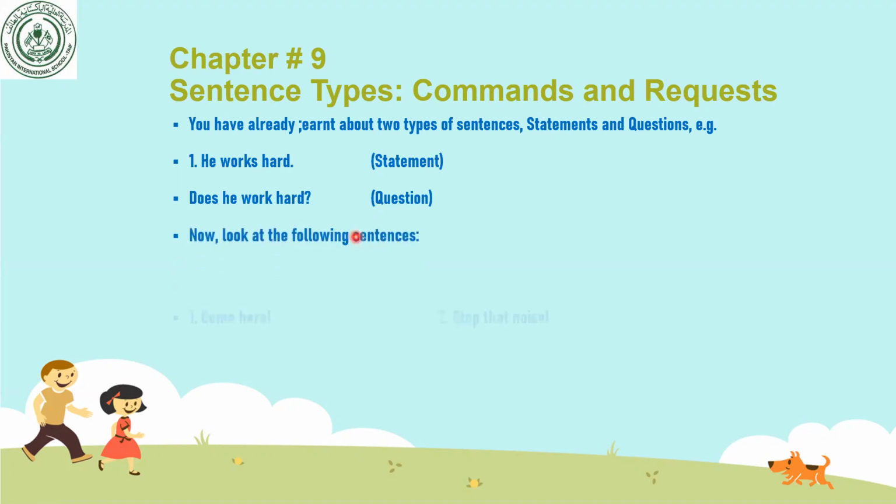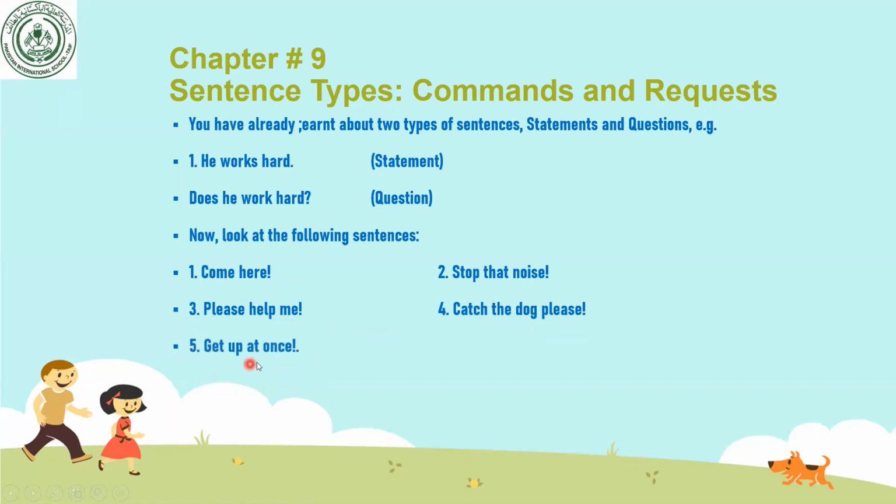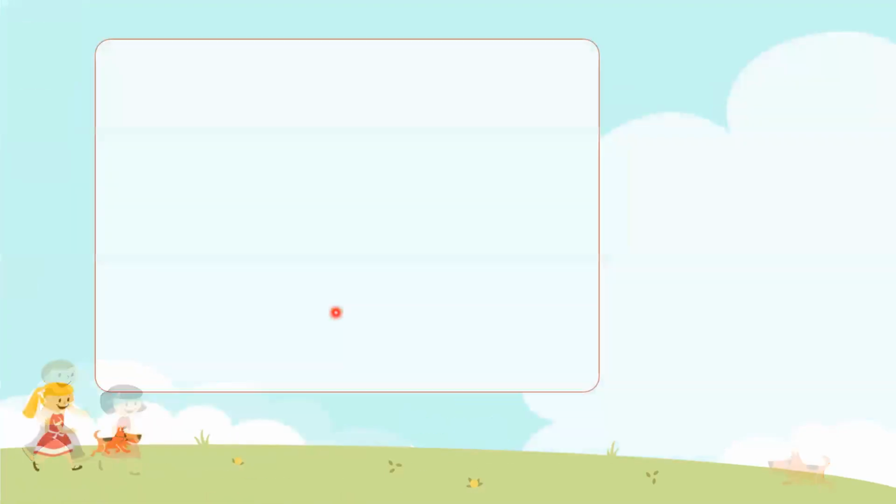Now look at the following sentences. Number 1, come here. Number 2, stop that noise. Number 3, please help me. Number 4, catch the dog, please. Number 5, get up at once. These five sentences are given as examples, dear students, all with an exclamation mark at the end. The same five sentences are given on page number 21.